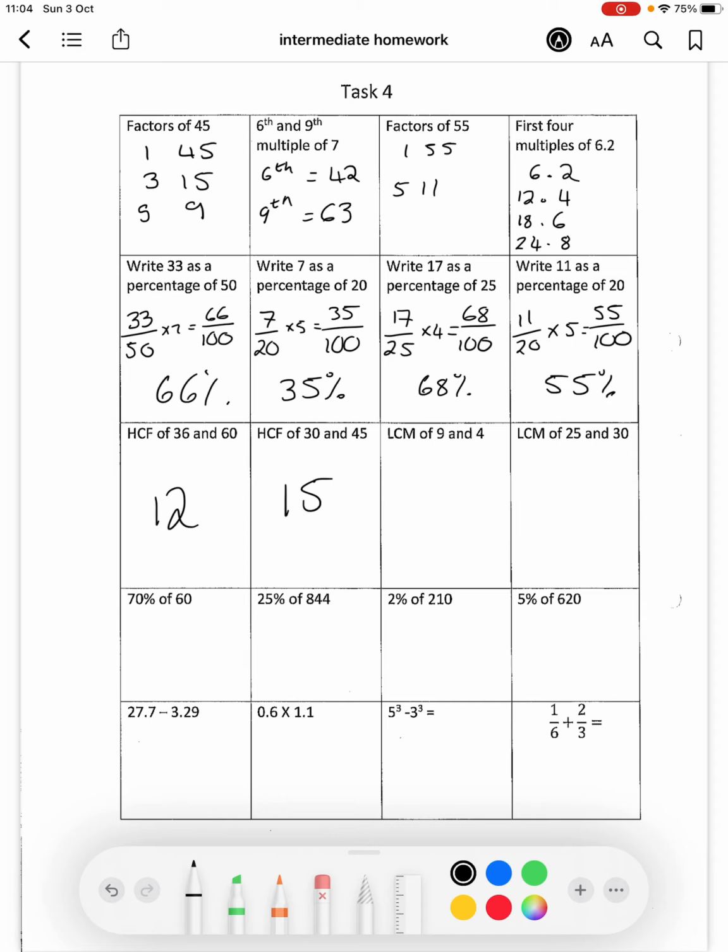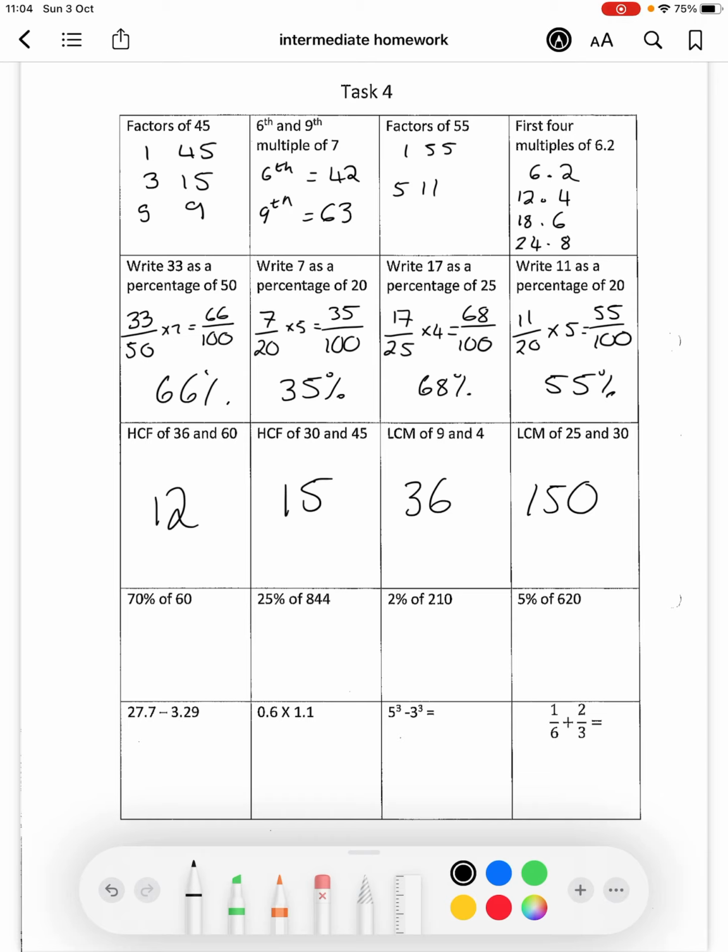Lowest common multiple of 4 and 9. So you would write down your 4 times table, you would write down your 9 times table until you get the lowest number that's in both of them, which is 36. Same again for lowest common multiple of 25 and 30. You would do your 25 times table, you do your 30 times table, and the lowest number that appears first in both of them is 150.